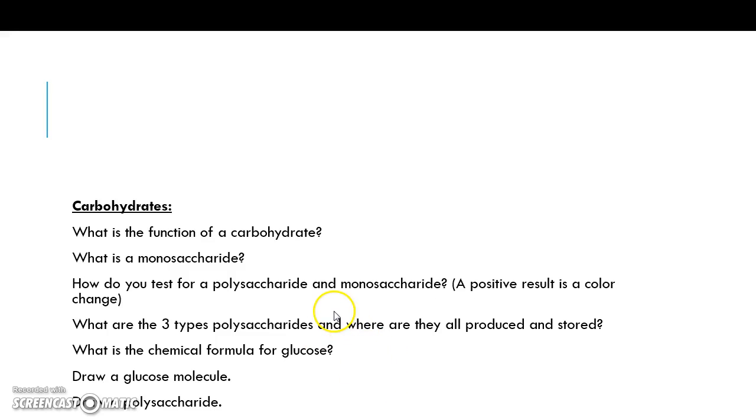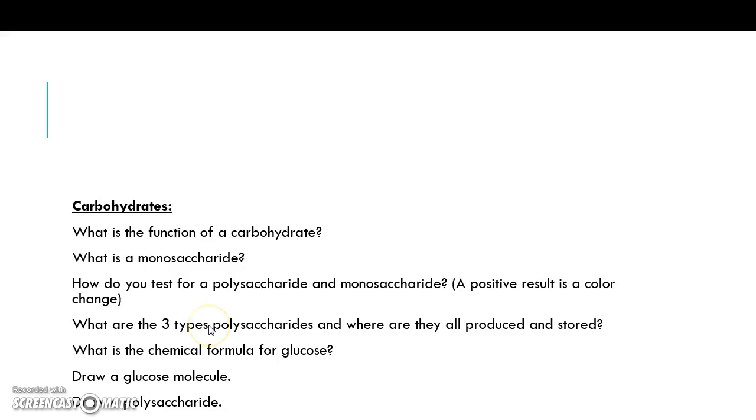Looking at the next screen, you have carbohydrates. What is the function of a carbohydrate? Store energy, monosaccharide. This causes a lot of confusion. There's 2 types of monosaccharides, glucose and fructose. How do you test for polysaccharide? Iodine. Monosaccharide would actually be the Benedict's. What's the color change? Black, brown for polysaccharide, red, orange for monosaccharide.